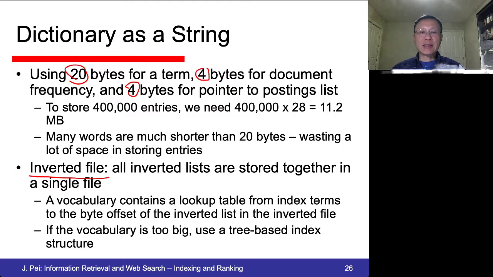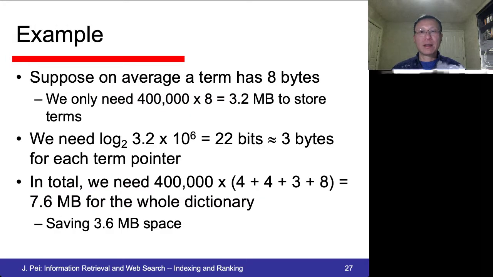So in such a case, a vocabulary contains a lookup table from the index terms to the byte offset of the inverted list in the inverted file. If the vocabulary is too big, we can use a tree-based index structure so that we can facilitate the search quickly.